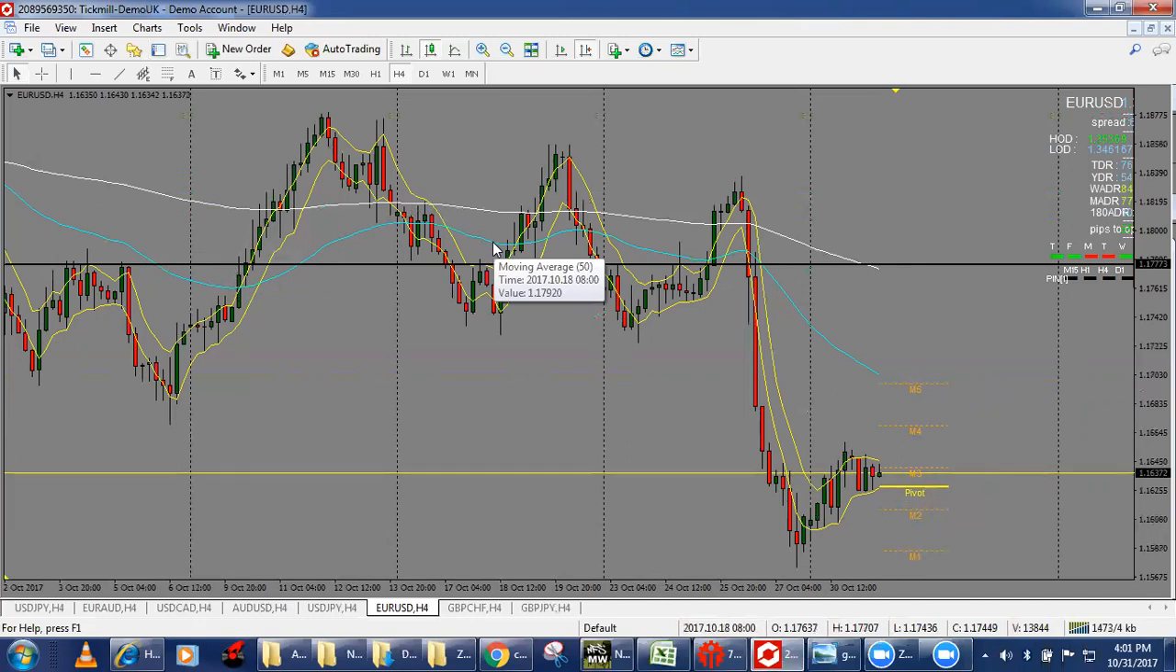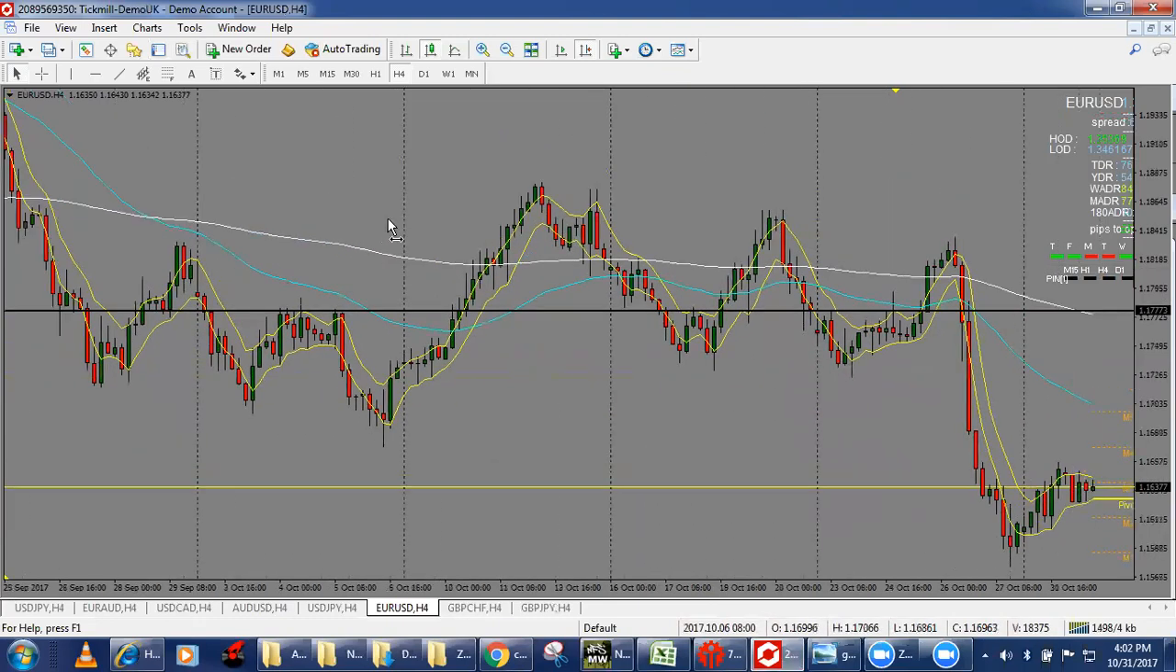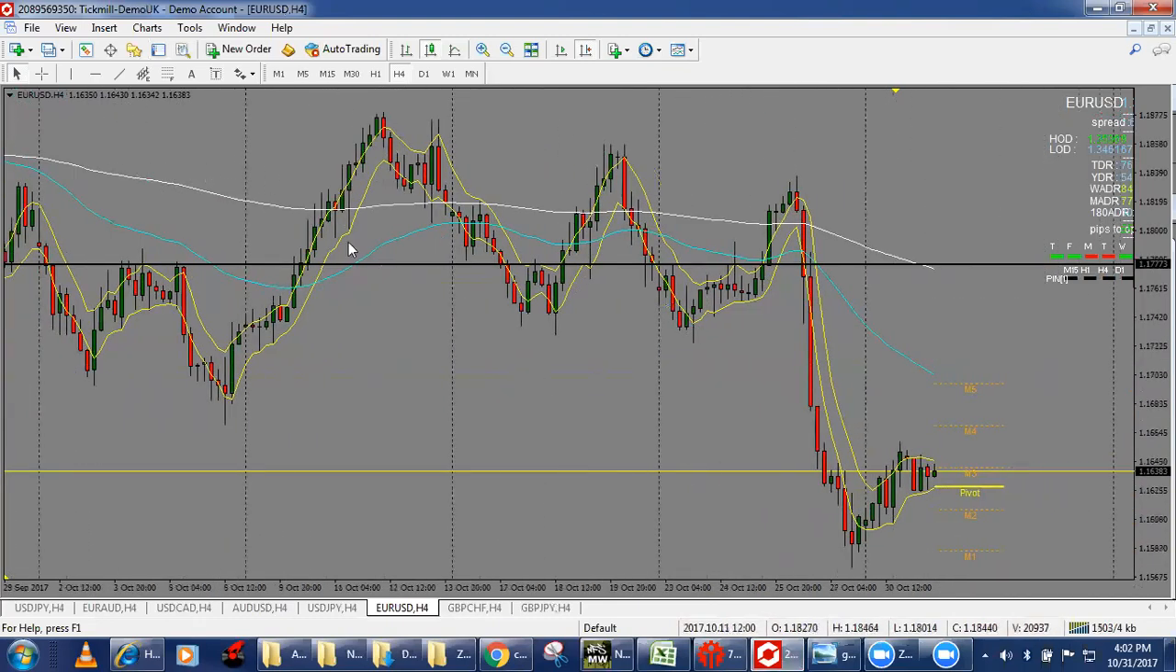So those are the key factors. I always follow the trend direction. I will never fight the trend. Like they say, the trend is your friend, right? So I always try to follow what the market is giving me, what the trend direction is giving me. So in this scenario, what I'm looking for is price.